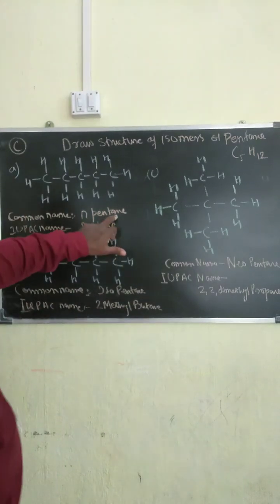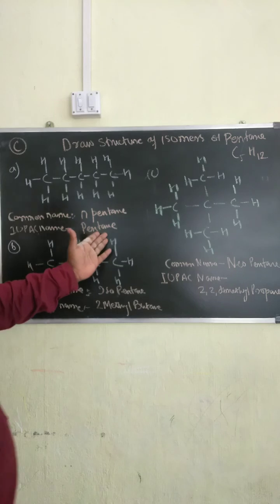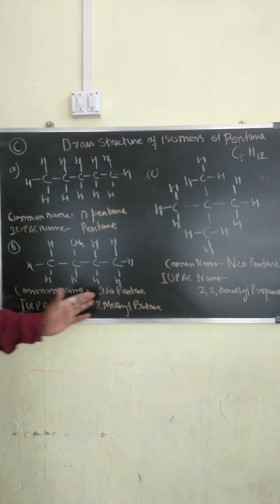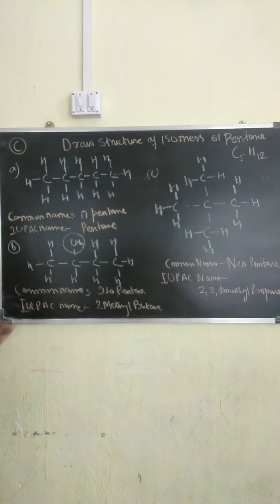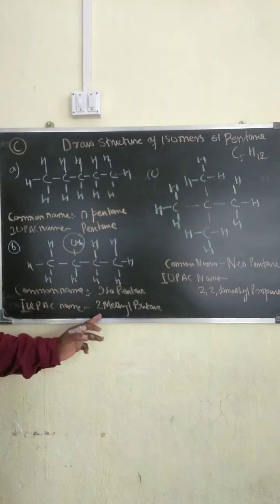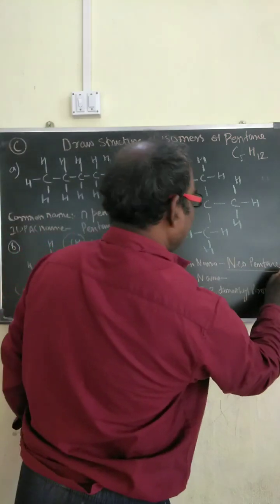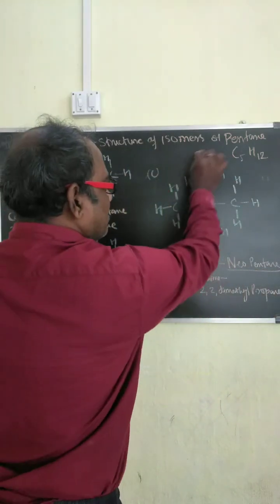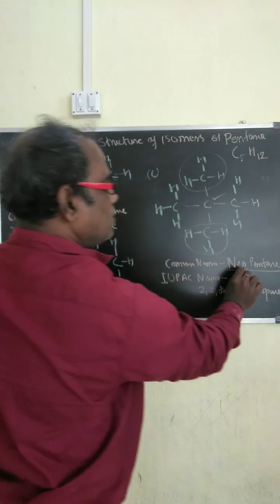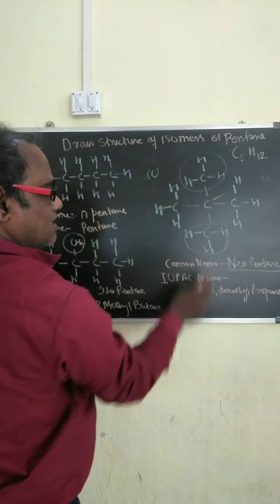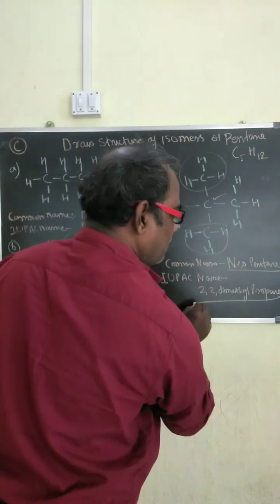In pentane we have 5 carbon atoms, so we have 3 isomers. Number 1, n-pentane, this is a normal pentane, this way you have to draw it, and the IUPAC name is pentane. Next, another one, common name is isopentane, means one methyl group is attached with the second carbon atom, and the IUPAC name is 2-methylbutane. And the third one, common name is neopentane. Here 2 methyl groups are attached with the second carbon atom, so we get neopentane and the IUPAC name is, since there are 2 methyl, 2,2-dimethylpropane.